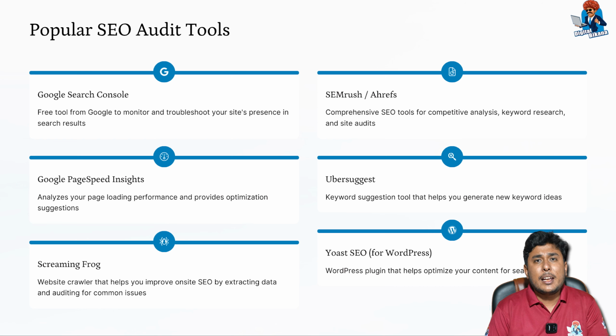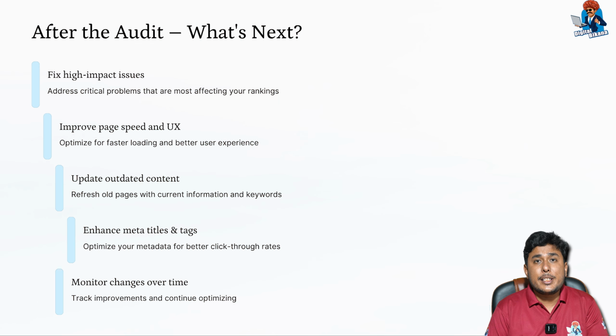Several tools can help you run an effective SEO audit. Some are free, while others are more advanced and provide deeper insights. Once your audit is complete, create a prioritized action plan. Fix critical errors first, like broken pages, missing metadata, or crawl issues. Then improve content and build backlinks.